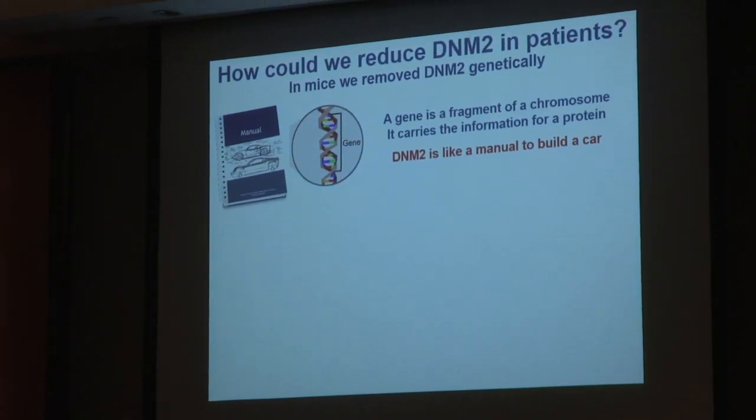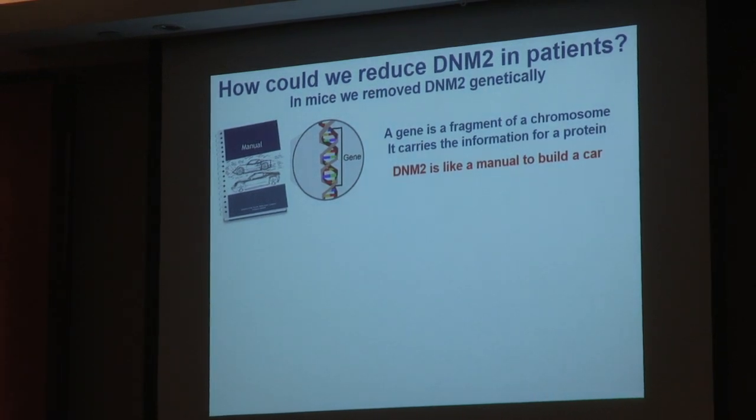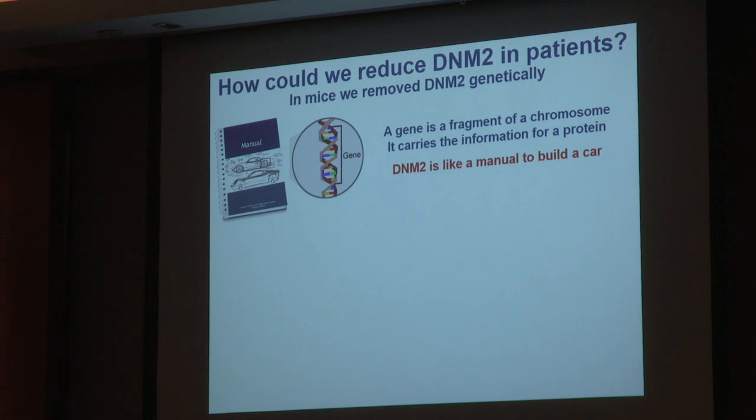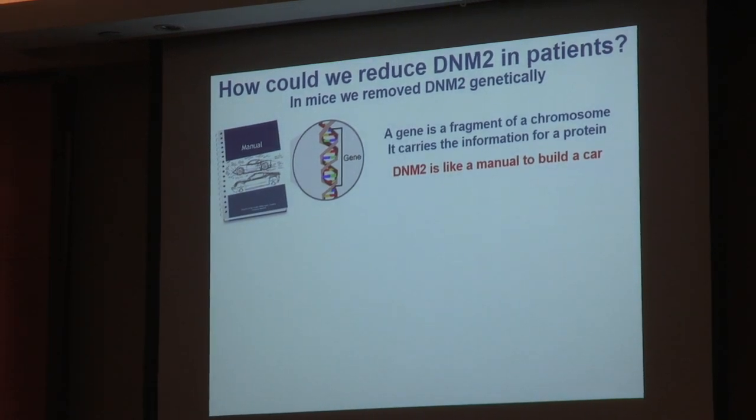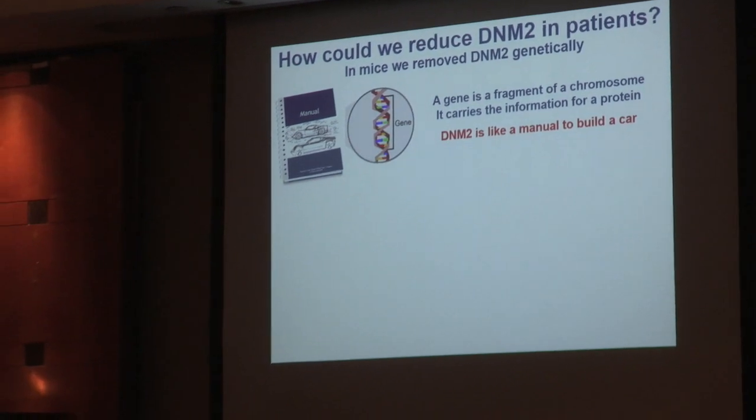And then, of course, technically the question was, how is this possible? How can we reduce dynamin 2? And here, these are the same slides as Belinda showed yesterday. But I just wanted to repeat this because I think it is a very important point. If you want to reduce or turn down dynamin 2, you have two different possibilities. Either you do it at the DNA or at the protein level.